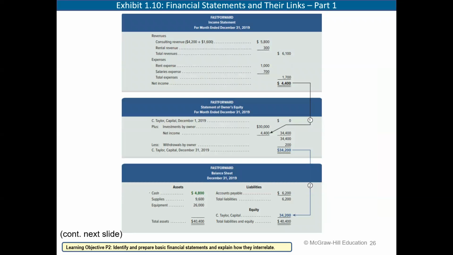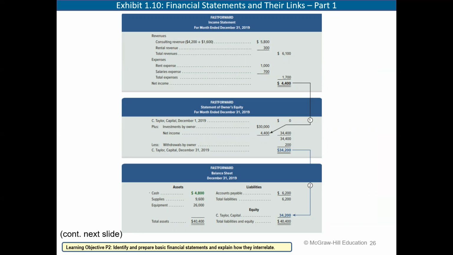So on the top, you'll see an income statement, a very simplified income statement, which is nice for our purposes right now. And you'll see that it has revenues, and this is the business earned consulting revenue and rental revenue. And then you'll see those totaled up. So for total revenues, that's the money the business made or the revenue they earned during that period.